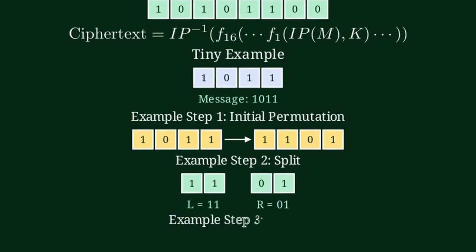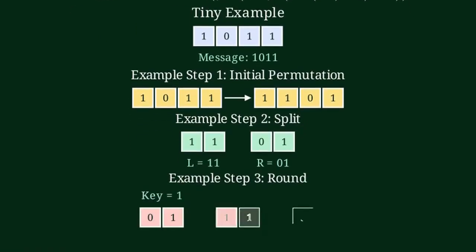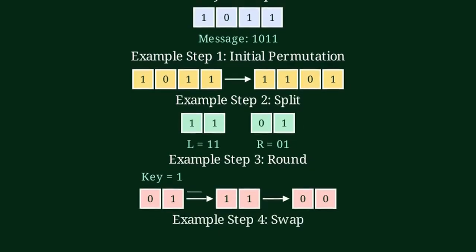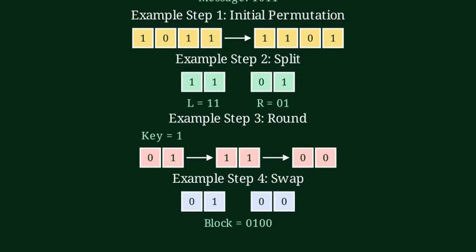Step 3. The round function. Our key is 1. We mix the key with the right side to get 11. Then we do XOR with the left side. 11 XOR 11 gives 00. Step 4. Swap the halves. The old right side becomes the new left, and the XOR result becomes the new right.